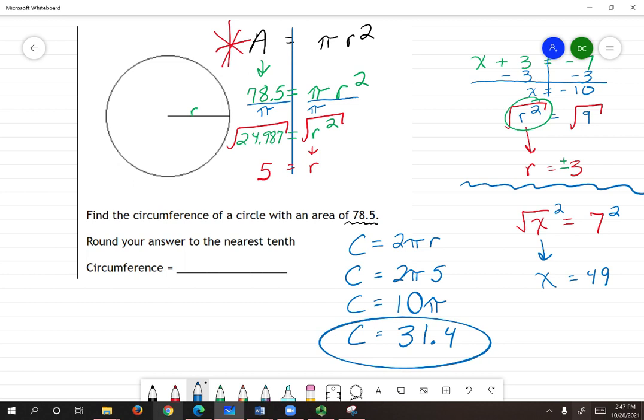So let's recap. First, I used the area formula to find out what the radius is, and then I used the circumference formula and plugged in my new radius to get the circumference.